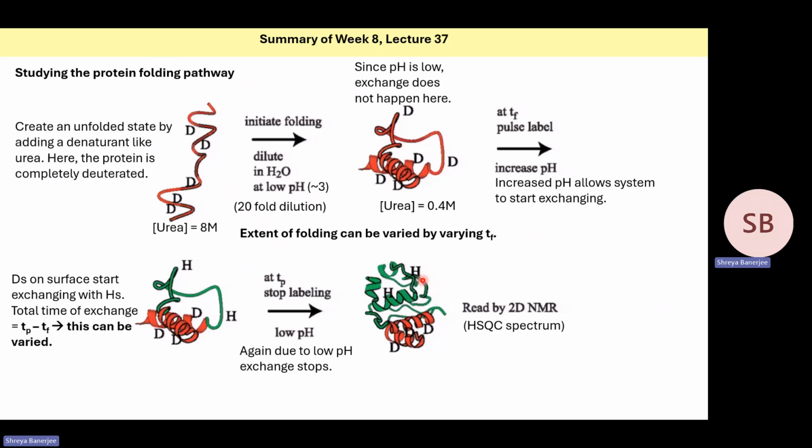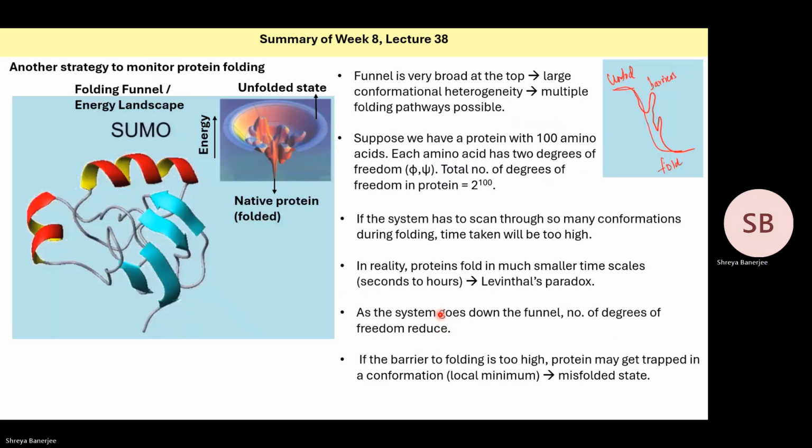So the number of peaks will also be reduced in the HSQC, and that will help you assign the spectra better. So by giving different time periods of TP minus TF, we will get different kinds of spectra, and by overlapping the different spectra, we will be able to assign the entire protein. There is another way to monitor the protein folding, which I'll just discuss in 1 minute.